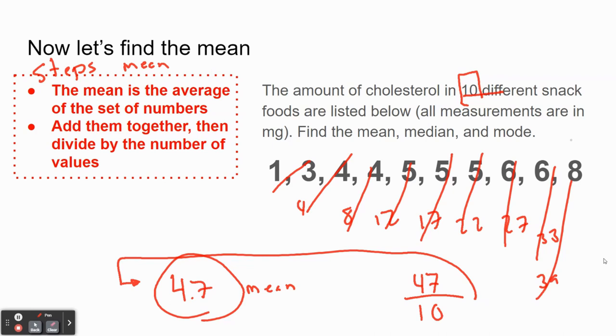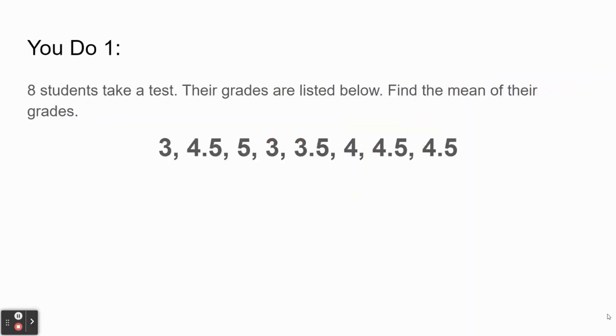Anyway, so pause the video. Write this down. We're going to do our first you-do. For your first you-do problem, you have 8 students who take a test. Their grades are listed below. You're going to find the mean of their grades. So remember, the first thing we need to do is actually put them in order, then find the mean. So pause the video, take a couple minutes to do this, and then we'll go on to our next example.